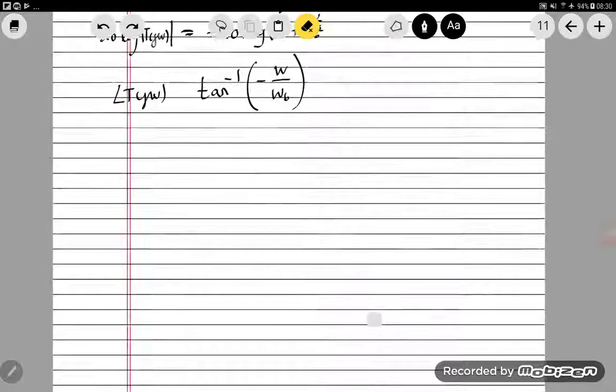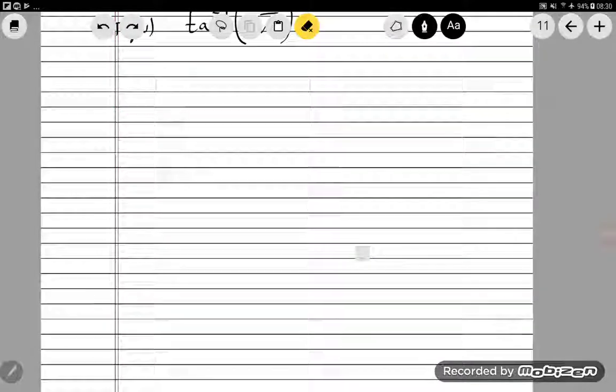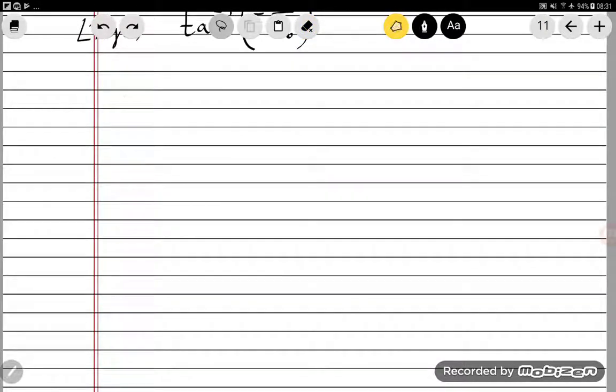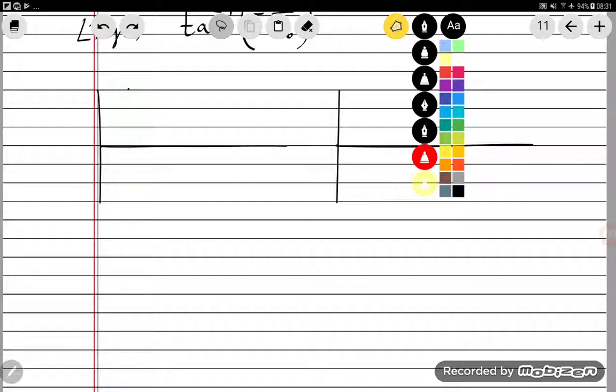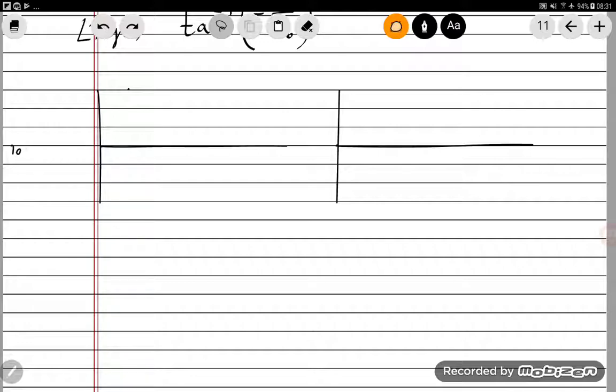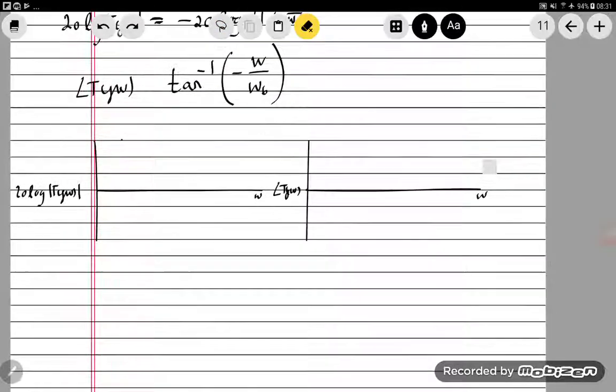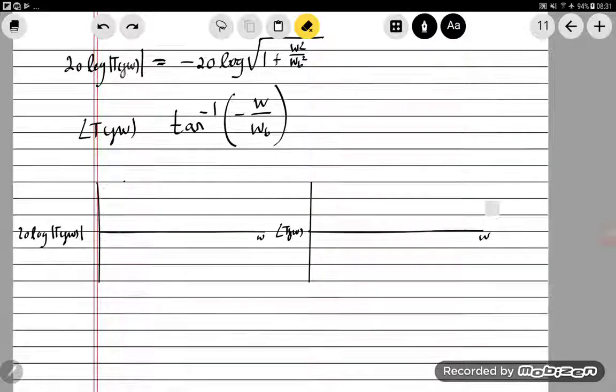So let's start drawing our Bode magnitude and phase plots. I have to keep our space in mind. Let's do it next to one another. Okay, so this is the magnitude plot, and this is the angle. Okay, for this magnitude and phase, we have to consider three cases.